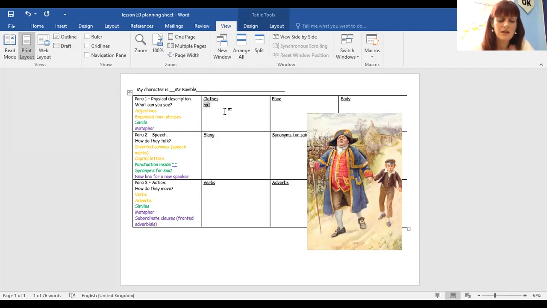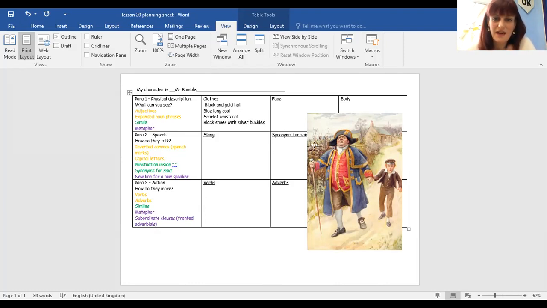What colour is the hat? It is gold. So maybe I'll put black and gold hat. He's wearing a blue long coat. And he's also wearing a scarlet waistcoat, isn't he? You can also see he's wearing black shoes with silver buttons, right? Now, I'm not giving you Mr. Bumble as an option because I don't want you to do the same as me, okay? And this way you can't.